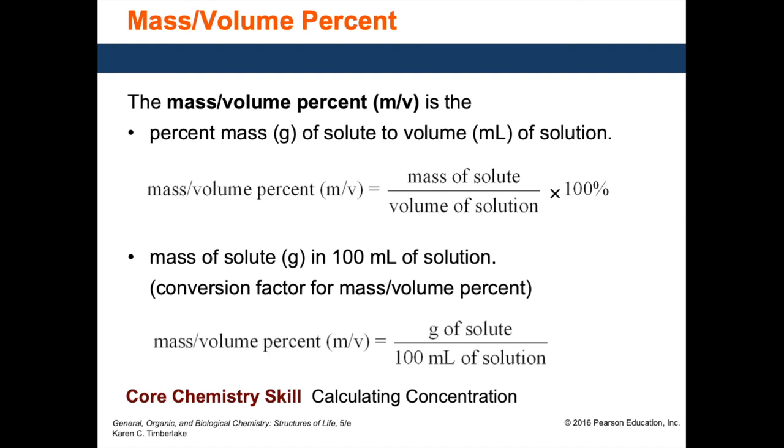Now, the third percentage that you might come across is mass per volume percent, or percent m/v. Actually, I believe in the last lab that we do, you guys are going to do a titration. Don't worry about what that is. You'll find out in chapter 12.